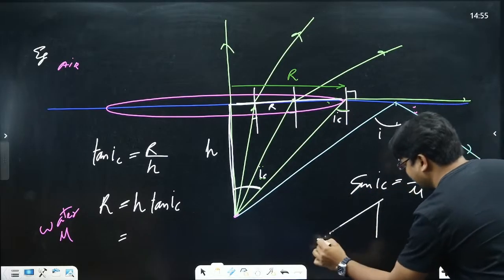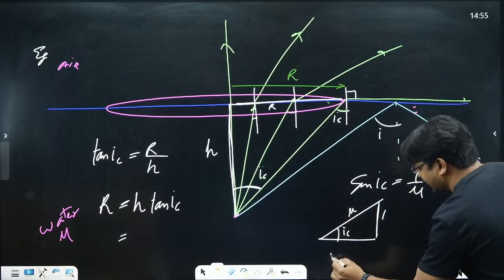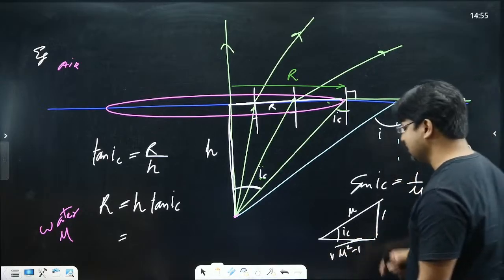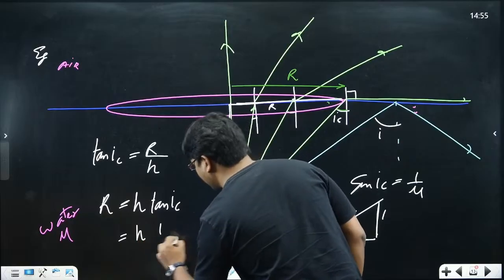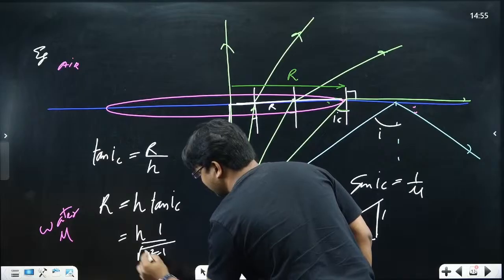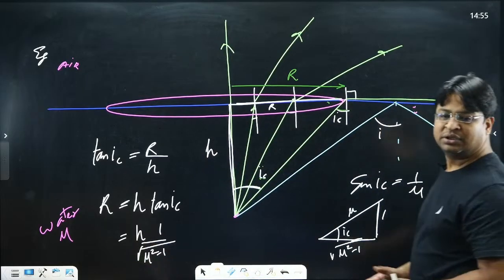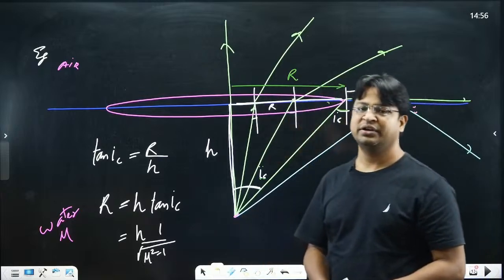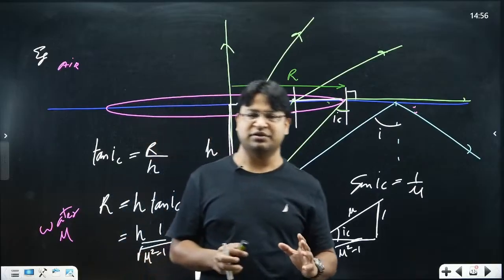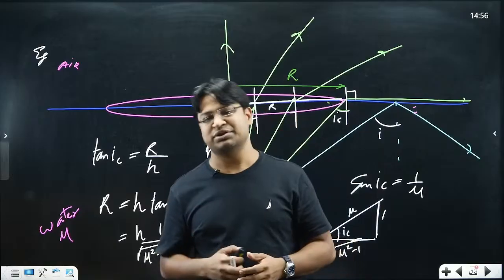If I make a triangle, mark one angle as the critical angle, this becomes 1, this becomes mu, and this becomes root of mu square minus 1. So tan IC is how much? Tan IC from here becomes 1 divided by root of mu square minus 1, and that's it, guys. This is the radius that we need. I hope you have understood the process of total internal reflection, and I hope you have got this question also. It's a very common question that is asked.